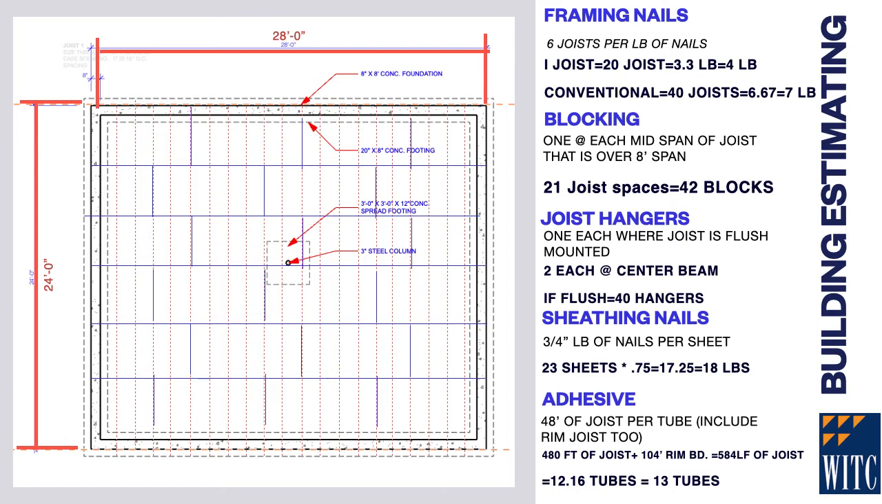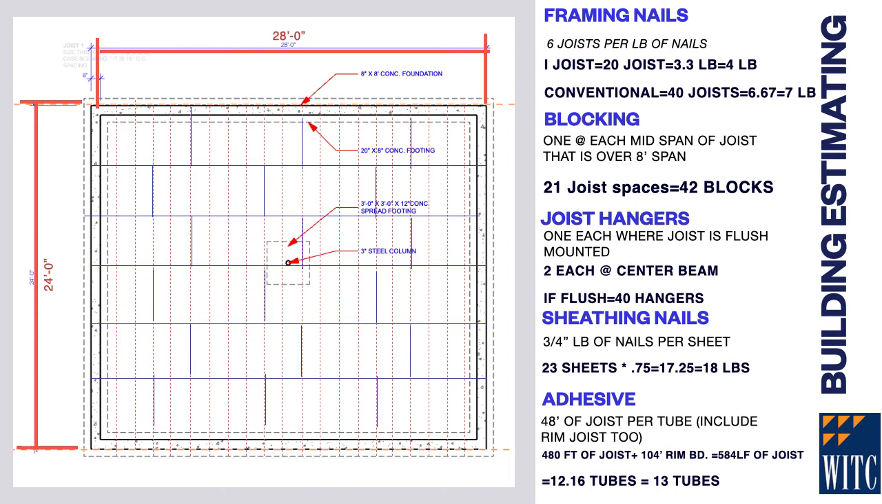So these are all the accessories that we also have to figure out. We want to figure out our nails for our framing. When I say framing nails, I'm talking about framing our joist. And we're going to have to figure out our blocking, our joist hangers, nails for our sheeting, and our adhesive.